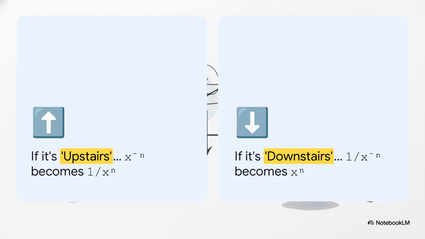So how does it get happy? Simple. It just moves. If a term with a negative exponent is upstairs in the numerator, it moves downstairs to the denominator to get happy. And if it's already downstairs in the denominator, well, it just moves upstairs. As soon as it crosses that fraction bar, its exponent becomes positive. It's just a ticket to the other side.